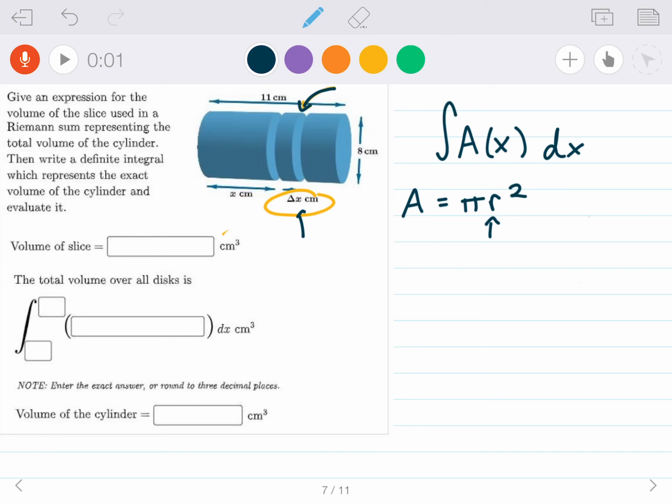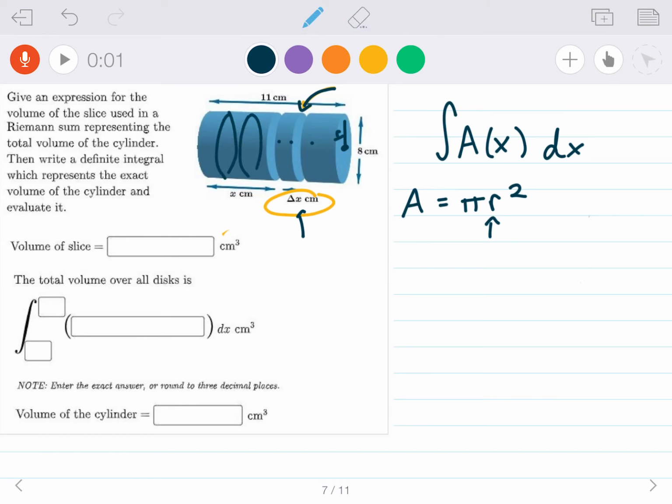Well, the radius is just 4, right? Because we can see here at the top that the diameter is 8, therefore the radius is 4. And why am I not writing it in terms of x? Well, because look, if we start right here and we add a disk, you can imagine this has some thickness. So we add a disk and we add a disk and we add a disk and we keep going up right there. Is the radius changing at all as we move along the axis? Well, no. The radius is going to be constant, actually.